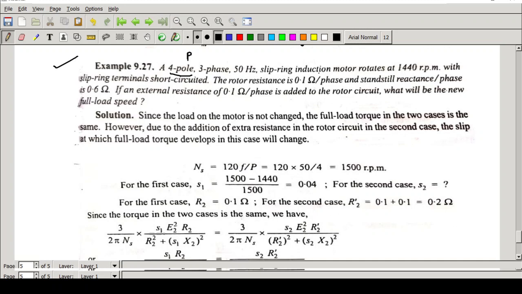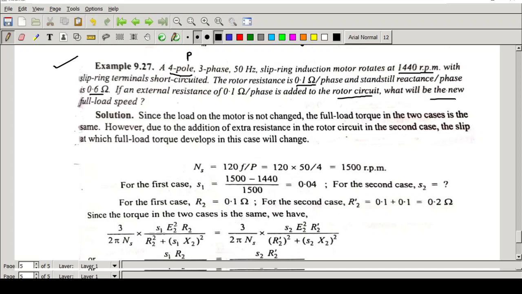The 50 Hz slip ring induction motor rotates at 1440 rpm with the slip ring terminals short circuited. Rotor resistance R2 is given and X2 is also given. Now the question is, if an external resistance of 0.1 ohm per phase is added to the rotor circuit, which is possible only in a slip ring induction motor, what will be the speed? It is quite obvious that by adding an external resistance, speed can be changed. So they ask us to find the new speed.